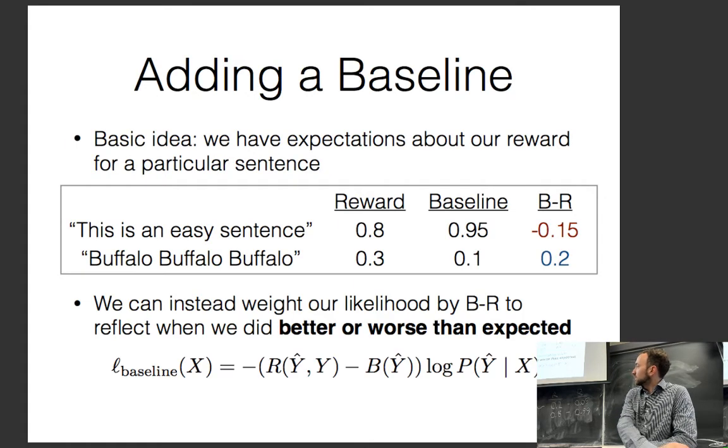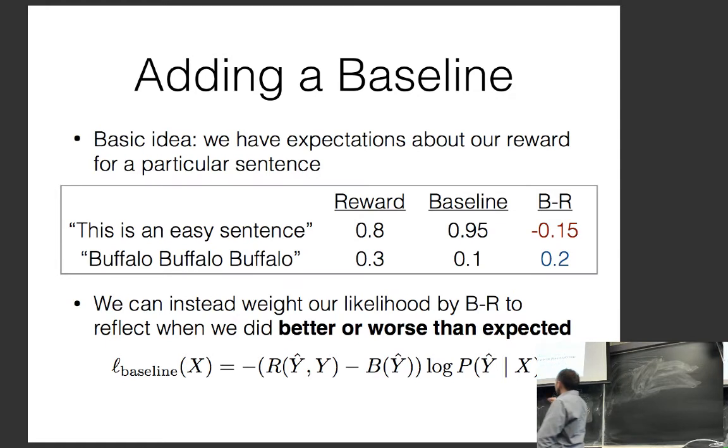So this is really what you do in math: you take the reward and you subtract the baseline, and that's what you multiply your log likelihood loss by. So if we do better than expected, basically we push in that direction, and if we do worse than expected, we push away from that direction. And this is really important for stabilizing your training.